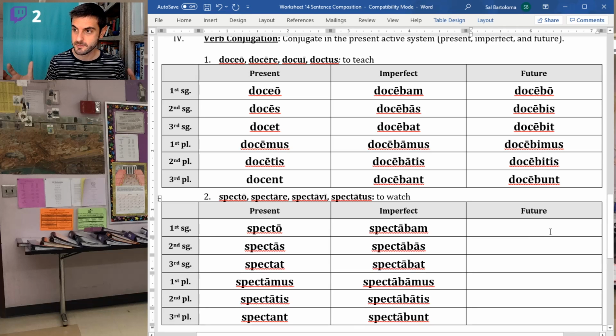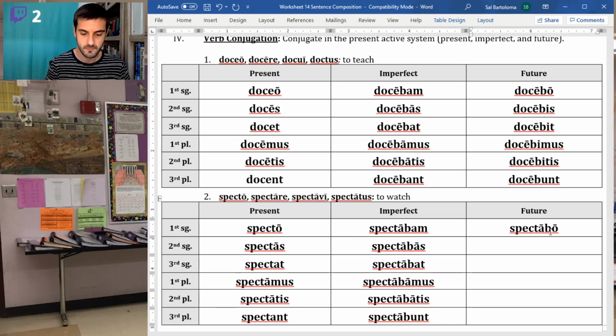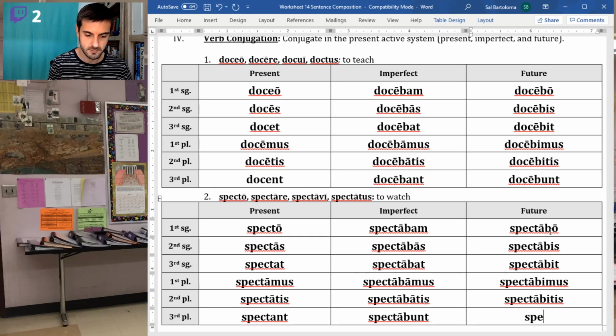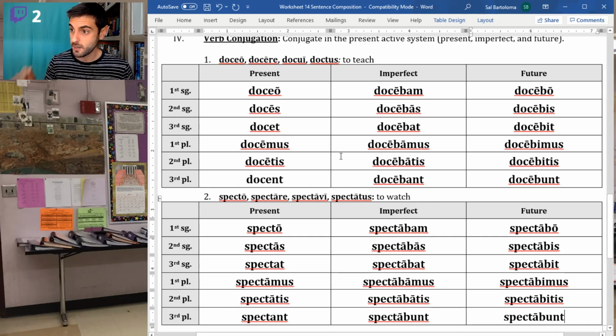And for the future, first and second conjugation, we use bo, bis, bit. Spectabo, spectabis, spectabit, spectabimus, spectabitis, and spectabunt. Okay. That should be automatic at this point, right? I expect you guys to be able to take a first or second conjugation verb, make it in all these forms, be able to recognize them, so on and so forth.